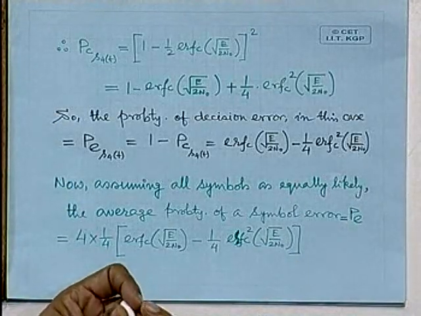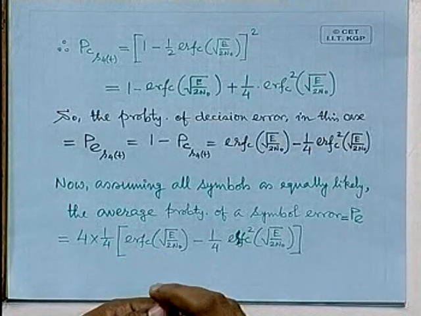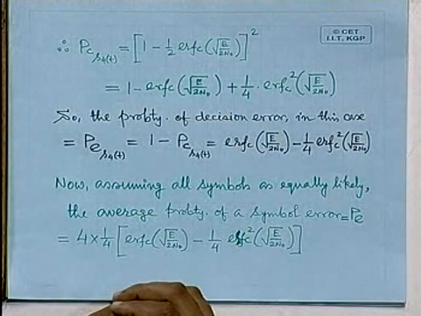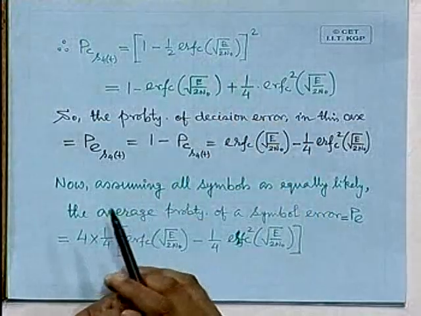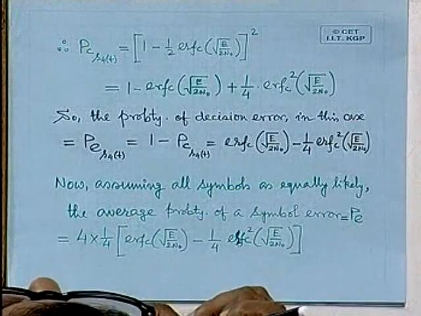The expression is 1 minus half ERFC root over E by 2 N naught, whole square. Tell me quickly, what are the symbols involved in this, E and N naught? N naught is a single-sided power spectral density in watt per hertz, and E is the capital E, the energy per symbol, isn't it? In fact, this probability is the probability of a correct decision of a symbol S4, isn't it? Now I expand it, fine, and can make some observations.